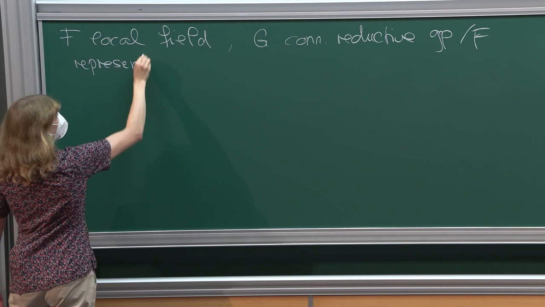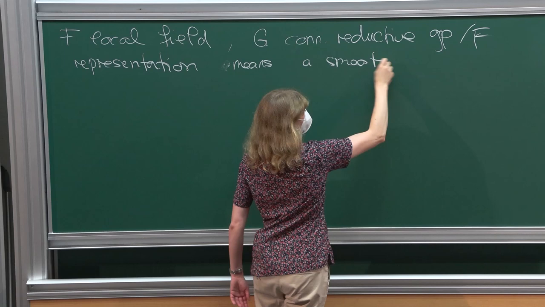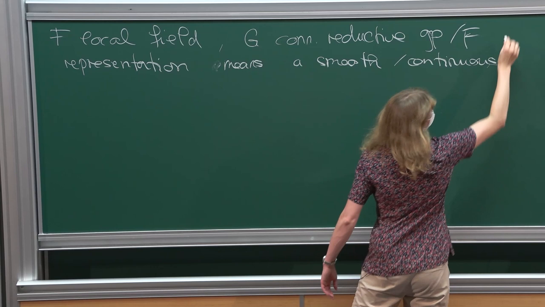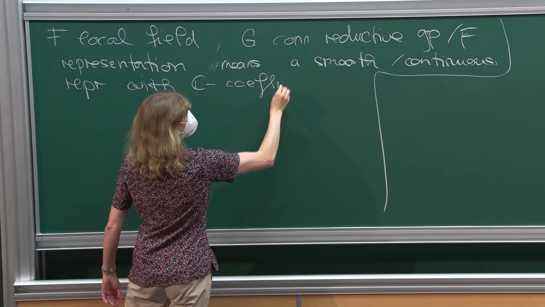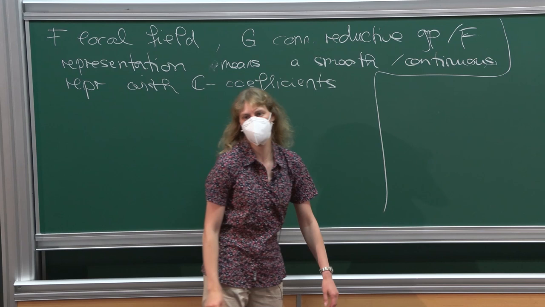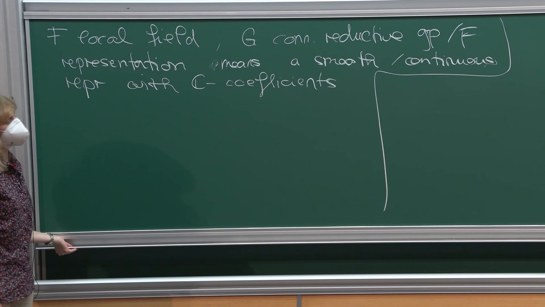When I talk about representations, representation should always mean smooth, or continuous in the real world, representation with complex coefficients. So I will not repeat smooth and continuous all the time. And I will work with complex coefficients, but essentially everything I'm doing for the p-adic groups also works mod p. You're welcome to ask me about that if you're interested in it. Mod p, everything looks very different.